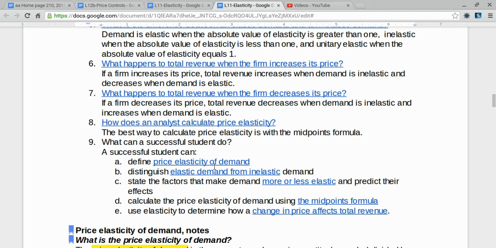What can the successful student do? At the end of this lesson, the successful student can define price elasticity demand, distinguish elastic demand from inelastic demand, state the factors that make demand more or less elastic and predict their effects, calculate the price elasticity demand using the midpoint formula, and use elasticity to determine how a change in price affects total revenue.